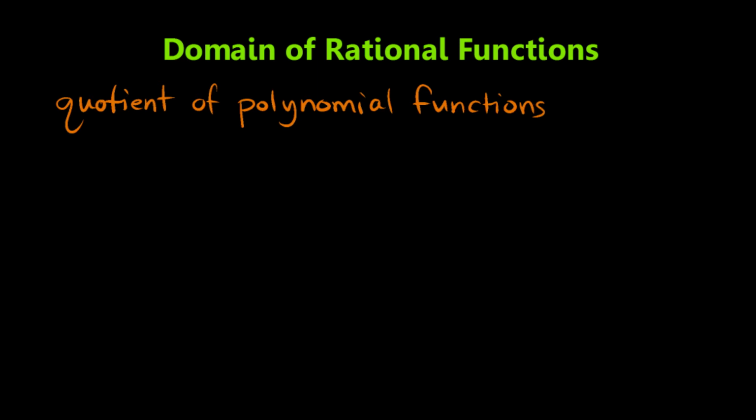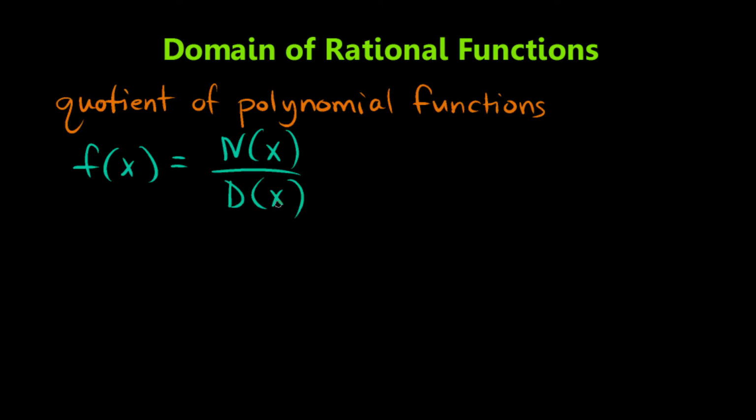Now we could define it as, say, a function f of x is n of x over d of x. That's just some fancy notation indicating that there's some polynomial function in the numerator. We call that n of x, and it's divided by some polynomial function in the denominator, and we're indicating that by d of x.